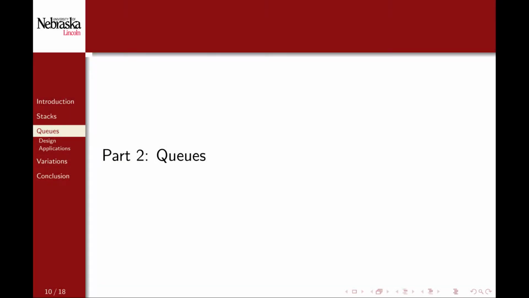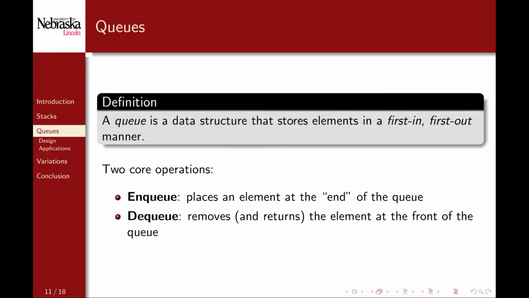Back to part 2. In this part we'll examine a stack's cousin, queues. A queue is a data structure that stores elements in a first-in, first-out, or FIFO manner. That is, elements are removed from the queue in the same order in which they enter. Similar to a line at a bank, customers are served in the order that they line up, thus the name.